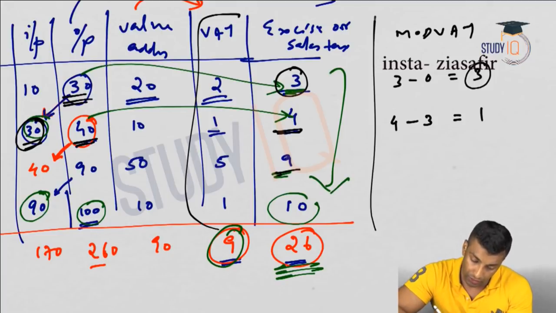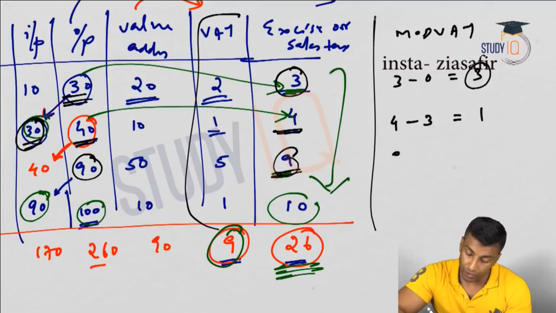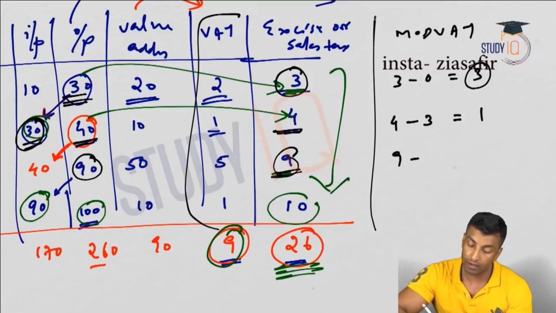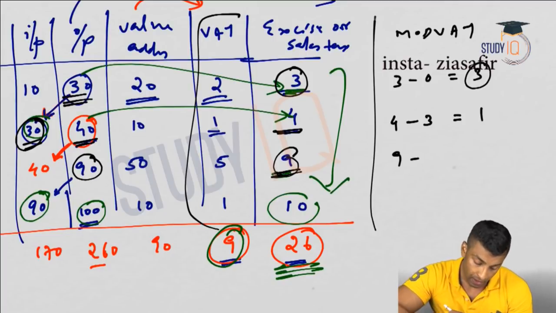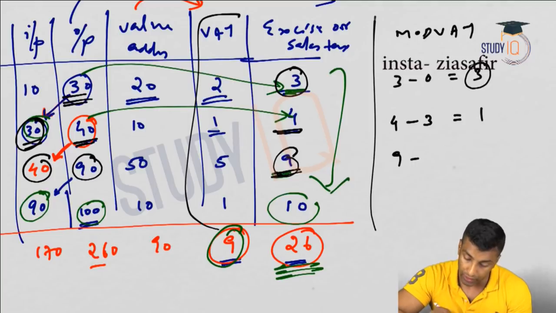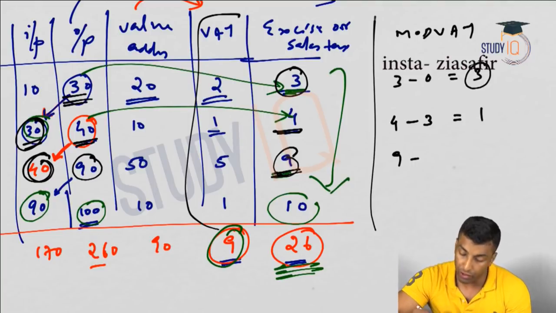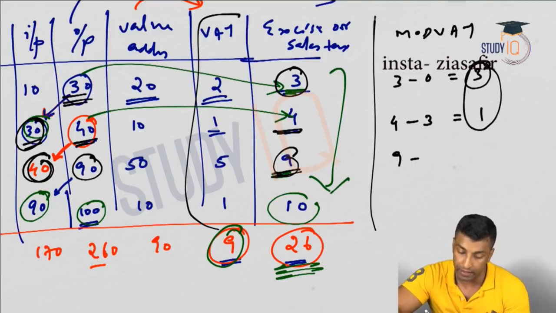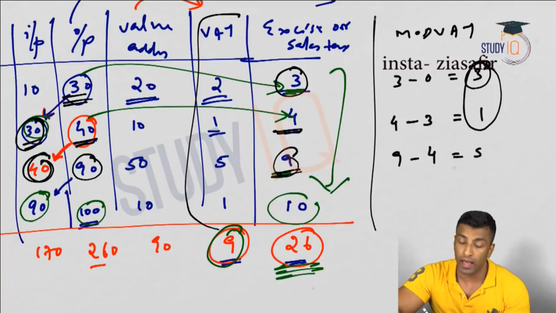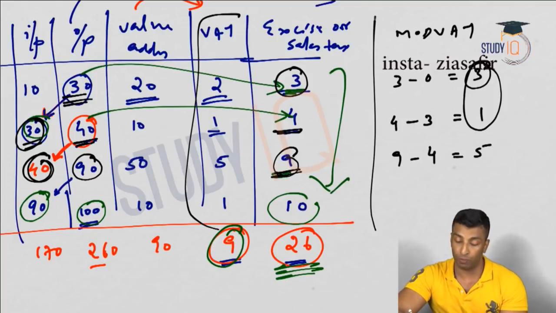Now what about the next stage? You can see here it is 9. So output is 90, so 9 is what you're supposed to pay, but you can get reimbursement of how much? This input cost 4, right? This 4 you have already paid tax on. So you can claim this 4 and you effectively need to pay 5 rupees.